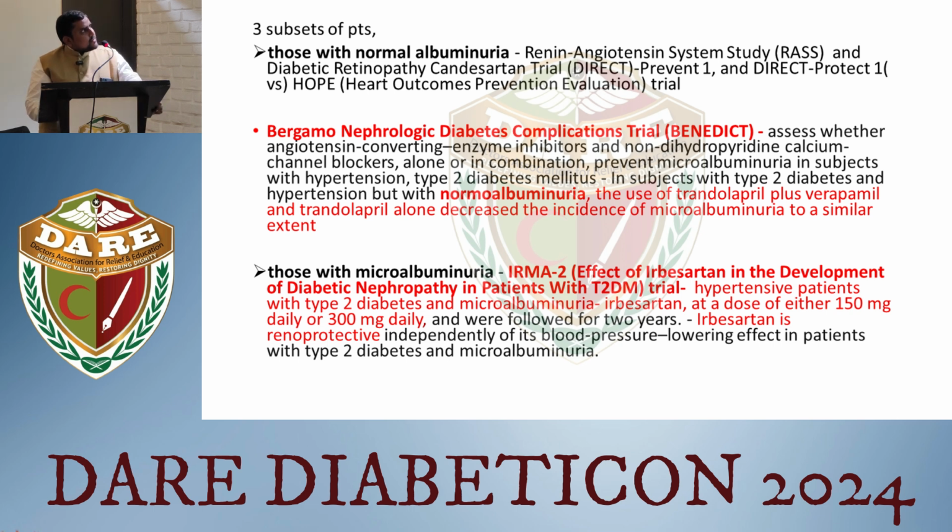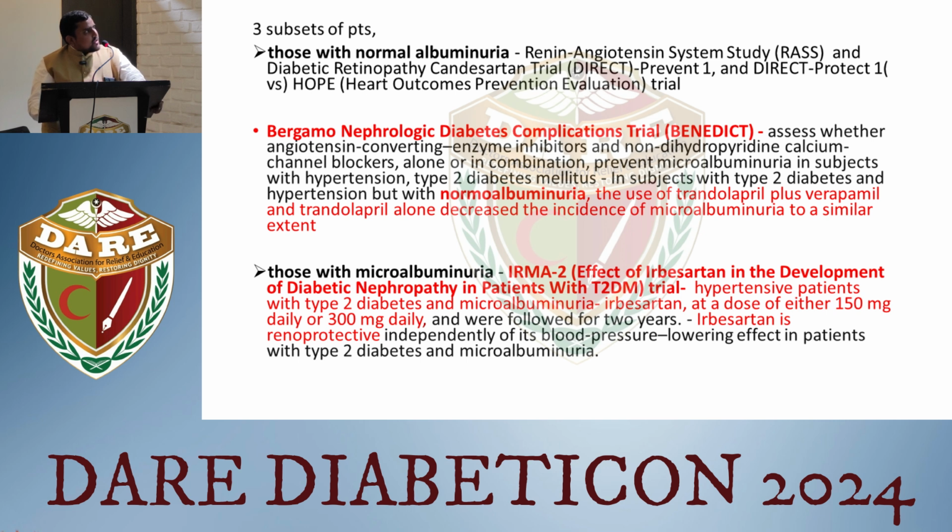Based on these studies, there are three subsets of patients which were classified. Those with normal albuminuria: studies like the RASS, DIRECT and HOPE trials have said that in patients with normal albuminuria, RAS inhibitors still had a beneficial effect. But in these trials, the primary outcome was not the kidney. Whereas the Bergamo Nephrologic Diabetes Complications Trial, the BENEDICT trial, actually had diabetic kidney disease as the renal outcome, as the primary composite, where in patients with normal albuminuria, the use of trandolapril plus verapamil had a better outcome compared to using only verapamil as the arm.